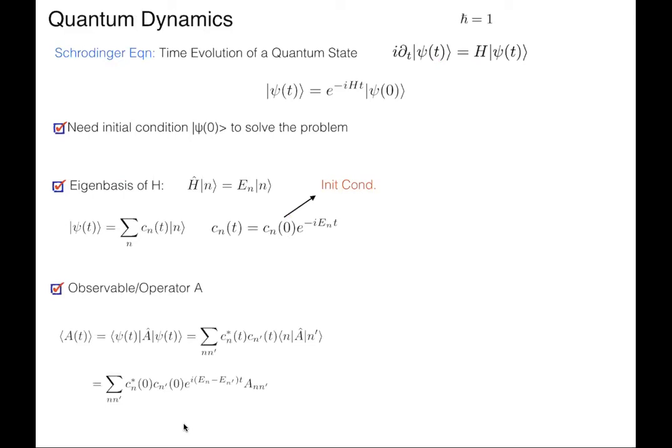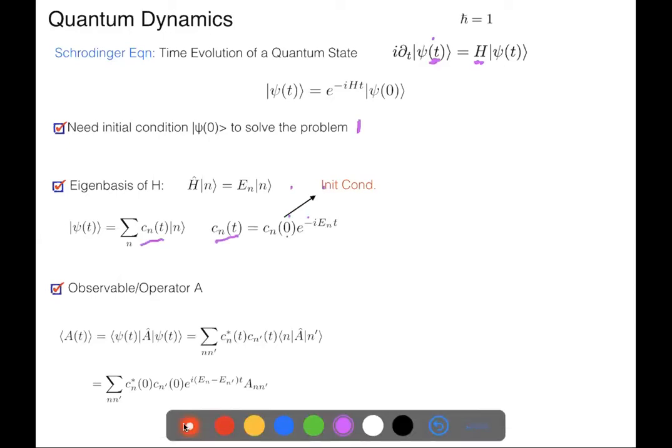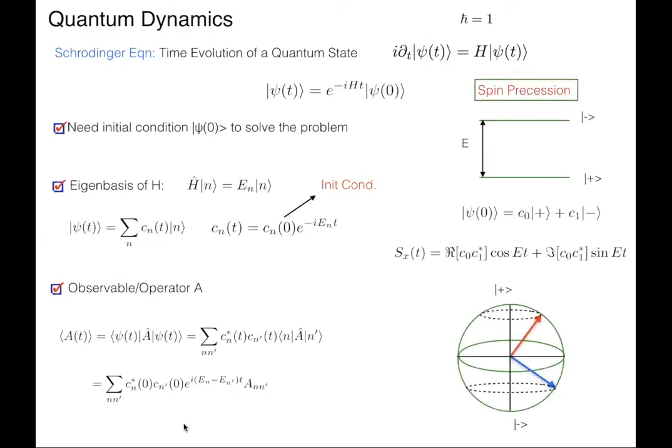Okay. And once you know all of this, you can go and ask about observables, which are of course operators A, and you can write down all the details. In the end, you will see that you need the matrix element of the operator between the energy eigenstates of the system and the initial conditions, and then you can write down a formula and do your summations.